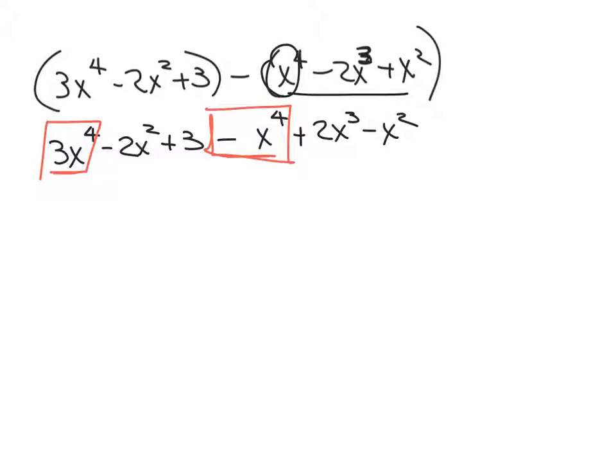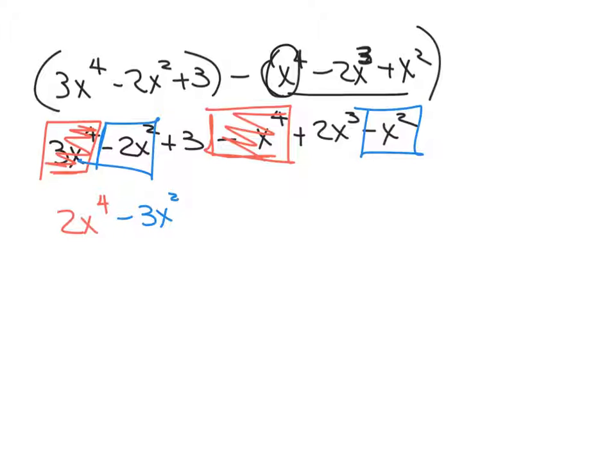Okay, so then we can subtract 3x to the 4th minus x to the 4th. Cross those out because we're done. Now we're going to look at 2x squared, and the sign negative, and x squared. So the variables are the same, as well as the exponent. So negative 2 minus x squared is negative 3x squared. So now those go away.